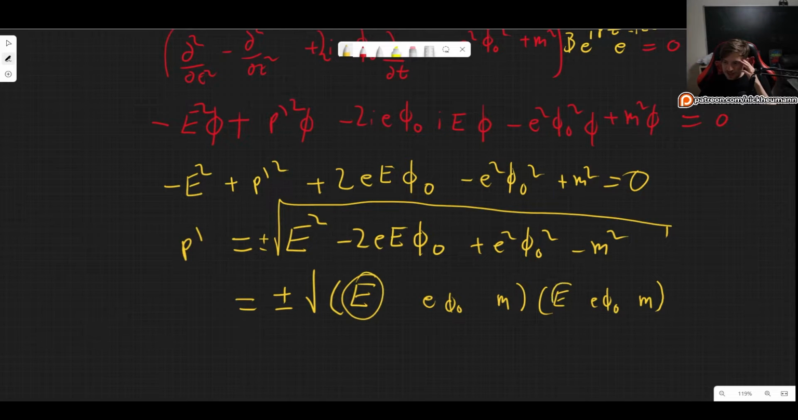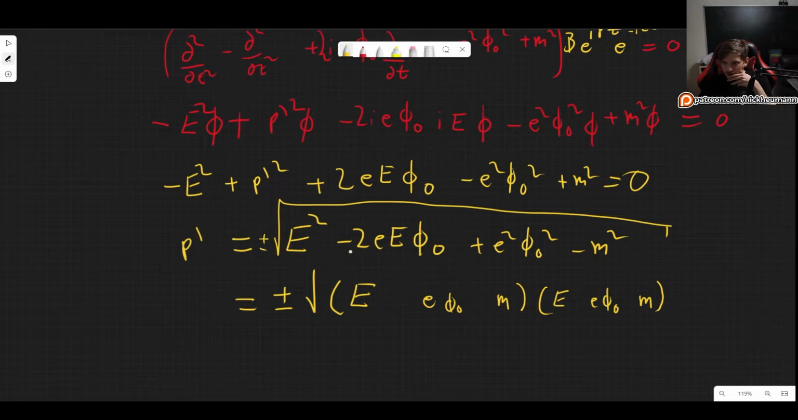This e times this e must give us positive, so both of them should be positive or both negative. Let's just stick to positive for now and see what happens. We also know that m times m will have to give us negative. So either this is positive and this is negative, or the other way around, okay? So let's just keep that in mind. And we also know that this has to be positive, so this term and this term have to have the same sign.